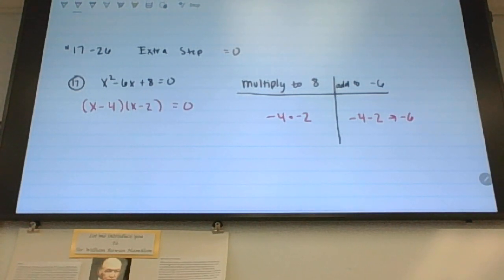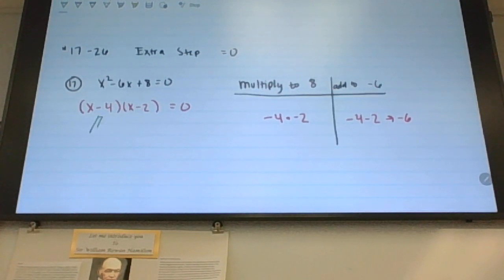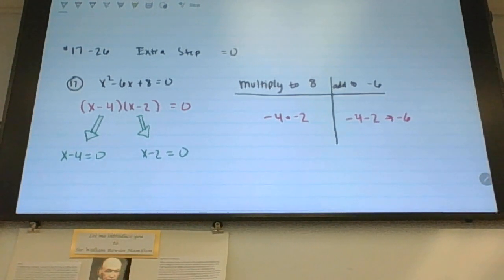Now here's the extra steps. Because it says equals 0, we actually have to solve it. We're going to do x minus 4 equals 0, x minus 2 equals 0, and do those little mini equations to actually find what x is.